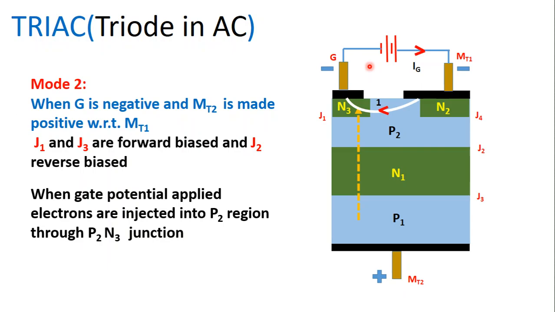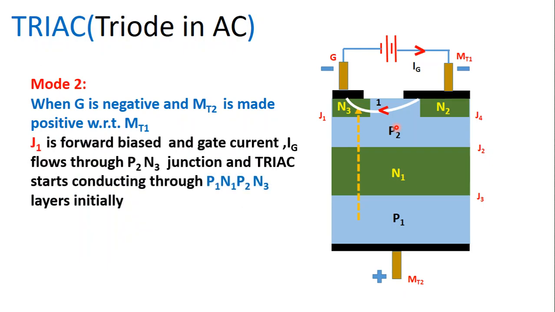Electrons are injected from the gate terminal into the P2 layer through the P2 and N3 junction, that is J1 junction. So as soon as the electrons are injected into the P2 layer, one gate current will start flowing from the MT1 terminal to the gate terminal through the P2 and N3 junction. So what happens? As soon as this gate current starts flowing, and we know that when electrons are injected, I have already told you, when electrons are injected into the P2 layer, what happens?